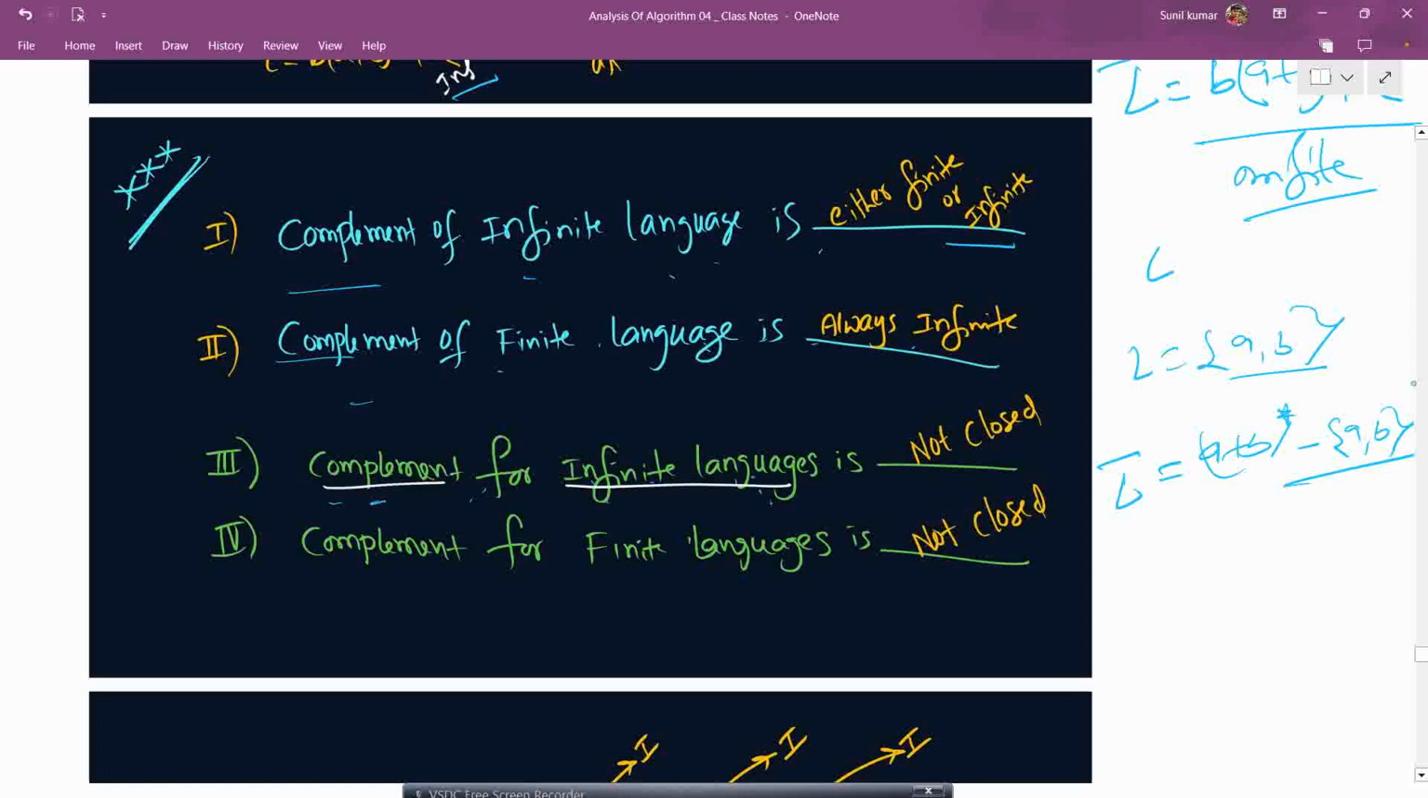What we are saying is that if we take two infinite languages and complement them, the result is not closed, right? So the complement for infinite languages is not closed also. Why? Because like this.